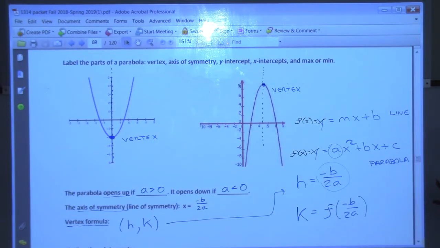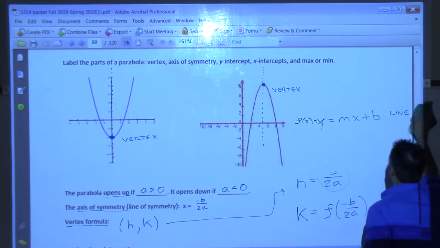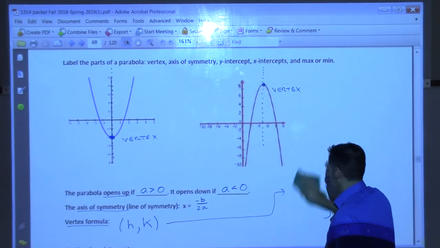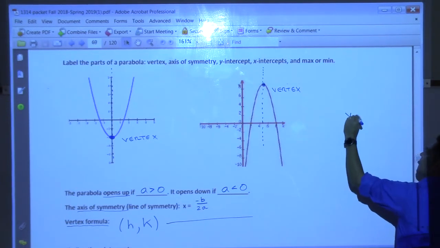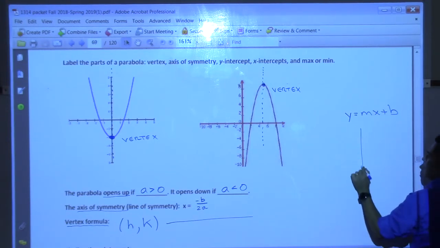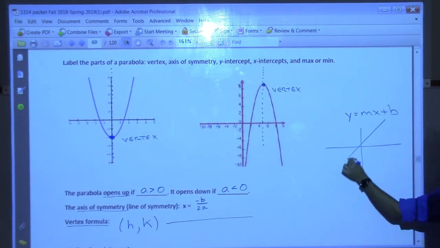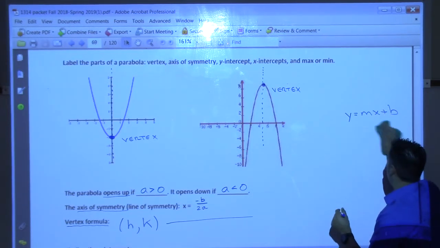Because I'm going to erase some of this. Yes? Okay, I want you to go back and I want you to see if you can remember something. When we were graphing lines, before we did this, we did lines way back. When we graph a line like this, do you remember? That's not a very good picture. Let me do it this way.